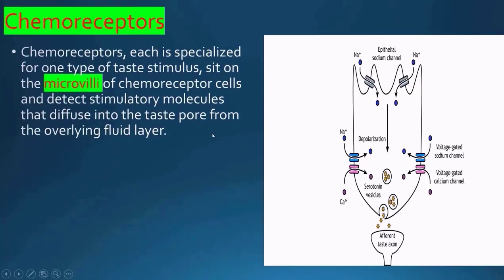A chemoreceptor cell is specialized for one type of taste stimuli. Receptors are set on the microvilli of the chemoreceptor cell. These are the microvilli, and on these microvilli you can see that these receptors are present and detect stimulatory molecules that diffuse into the taste pore from the overlying fluid layer.